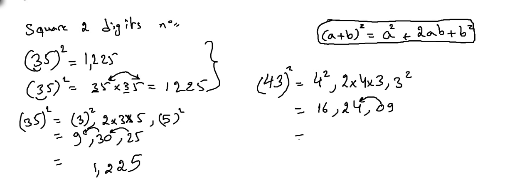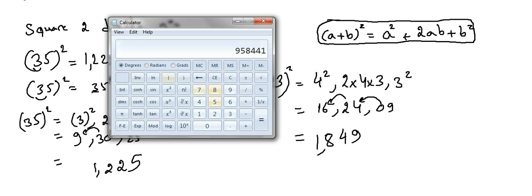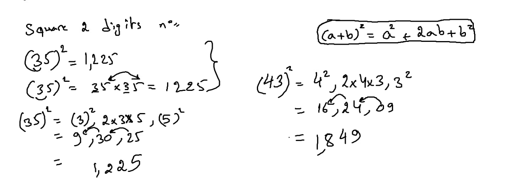So what is the answer here? 9, we start with units, right? 0 plus 4, it's 4. 2 plus 6, it's 8. 18, it's 1849. I like to check. So calculator, I use it just for checking, by the way. I usually don't use calculator at all. So 1849. This is the true answer.